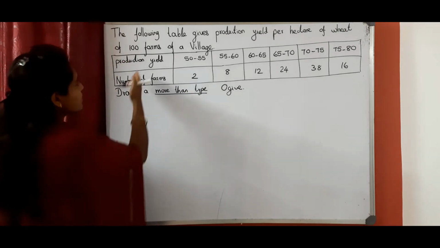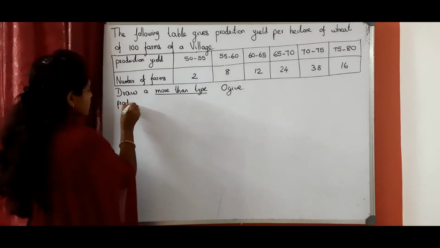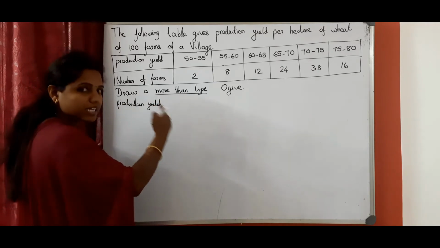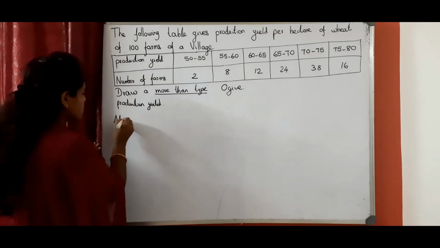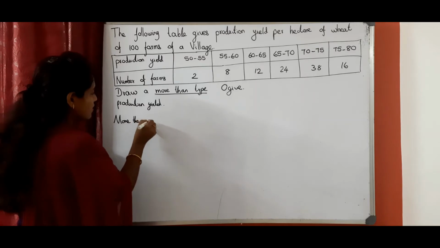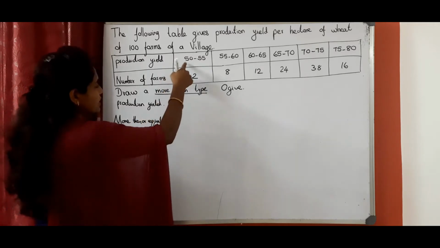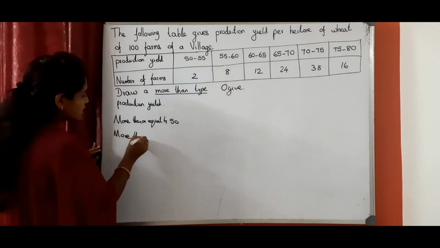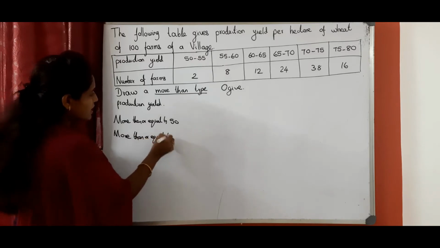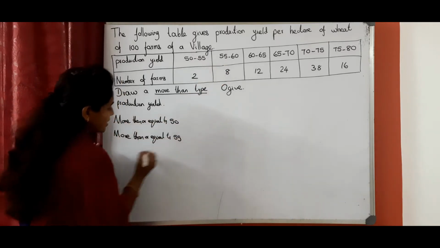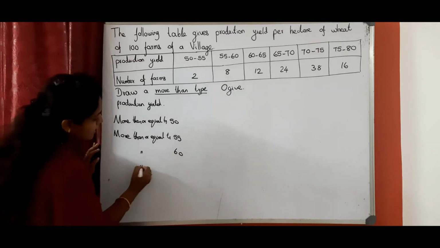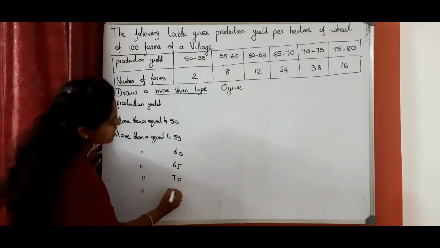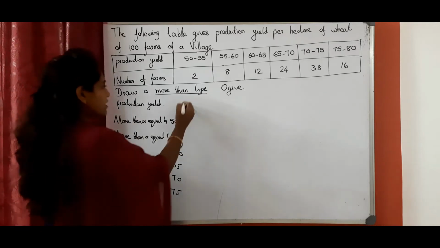So how to do that? First the production yield, more than type, right? So more than or equal to the lower limit. What is the lower limit here? 50. Then more than or equal to 55, more than or equal to 60, more than or equal to 65, more than or equal to 70, more than or equal to 75. So we have done the production yield, right?